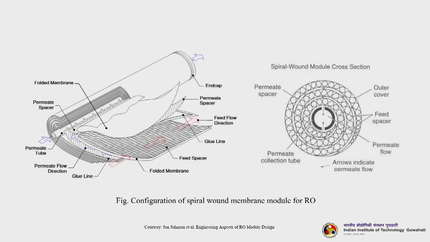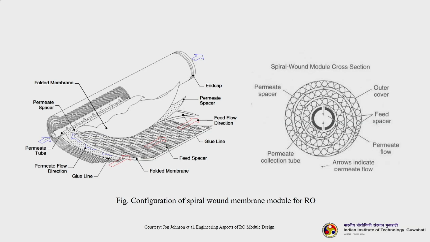Now, let us quickly go through this. We have seen this earlier when we discussed the modules, but again it is better to understand it with respect to RO. You can understand how the spiral wound is made. Imagine that you have A4 size papers which you are folding and wrapping like this.